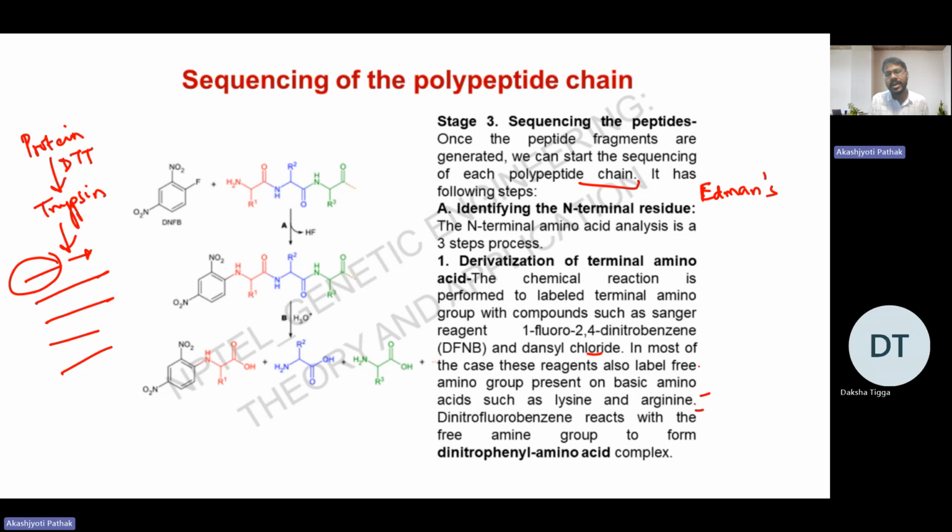So the disadvantage of this is that your lysine and arginine residues have free amino groups in their side chains. The R group present in arginine and the R group present on lysine have a free amino terminal in their side chain. So these free amino groups can also react with this dansyl chloride or DNFB.